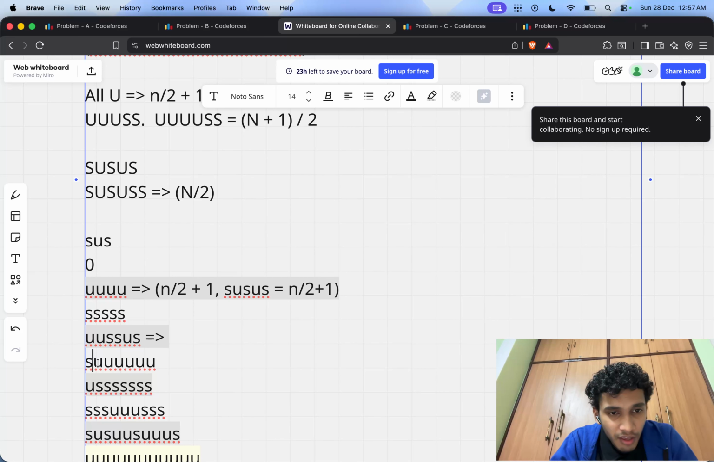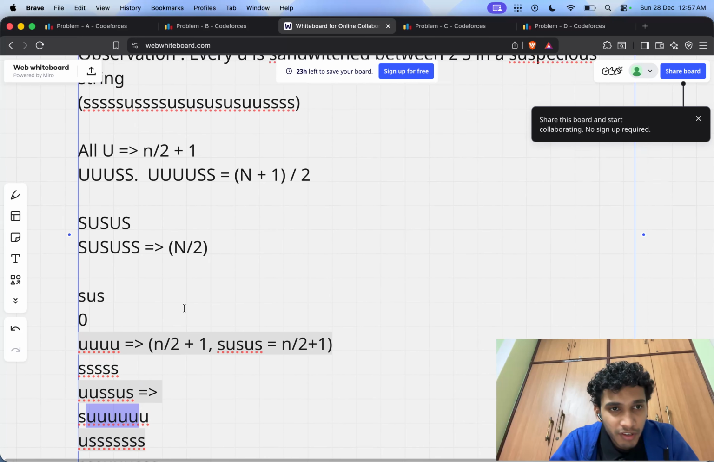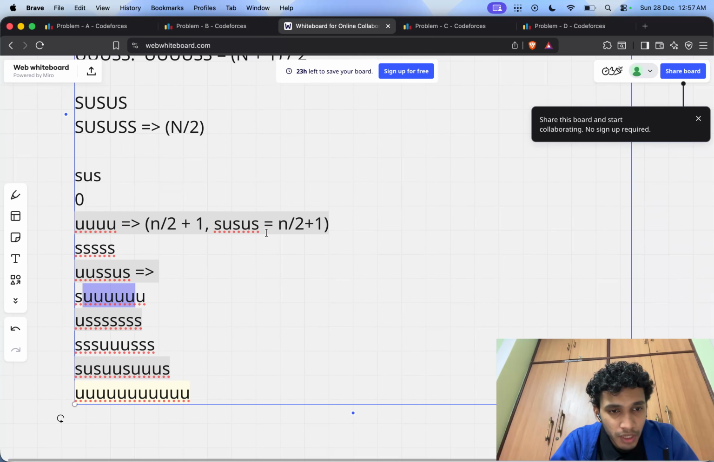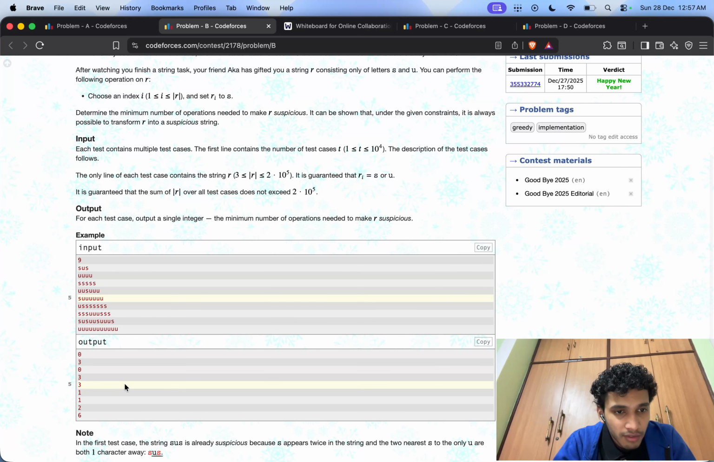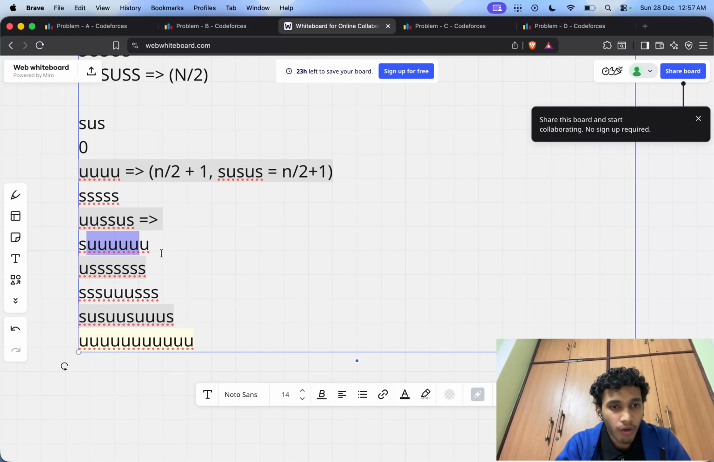Similarly, for this case, this is not sandwiched. This is a case of n plus 1 by 2. That is one border. How many elements are there? 6 elements. 6 plus 1 by 2, 7 by 2. It is 3 again. That is the answer. Similarly, the answers are 1, 1, 2, and 6 for these cases, which you can do easily.